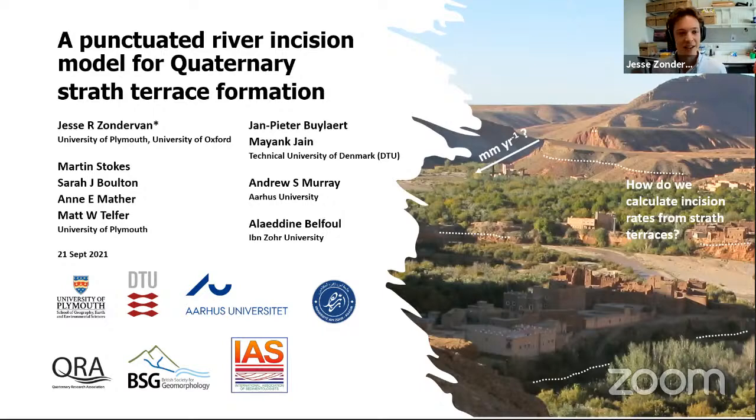So I'd like to take you through a question here, and that is, how do we calculate incision rates from strath terraces? We've seen some presentations on strath terraces, and I'm aware that in FLAG we're usually interested in the relationship between terraces and climate. So we can have a look at what this means for the climate relationships as well.